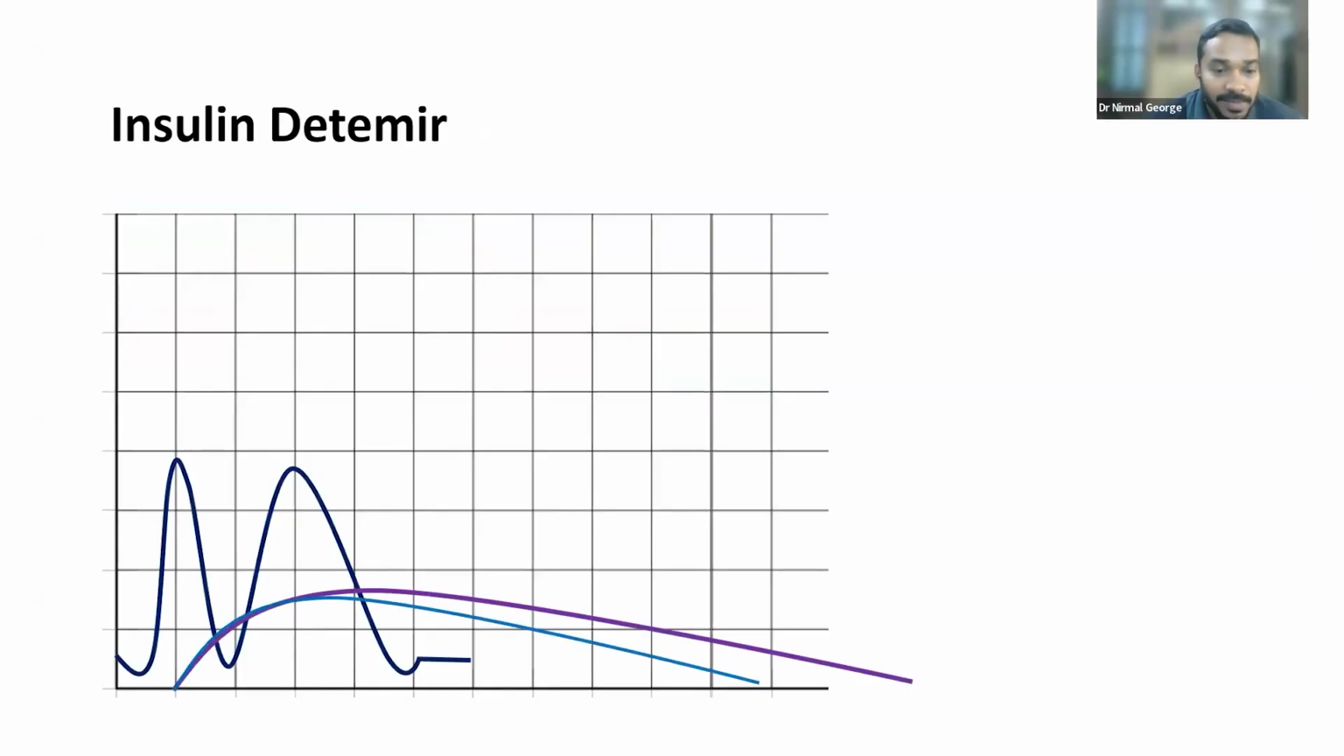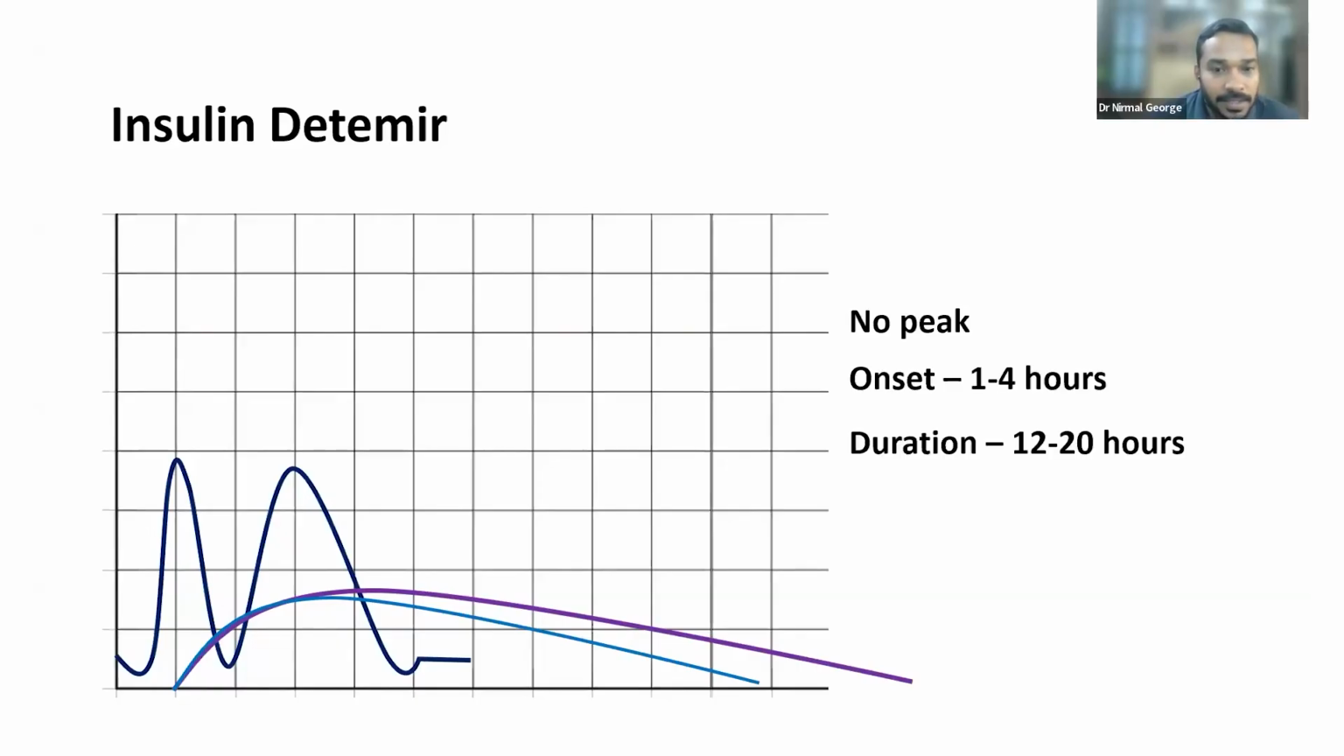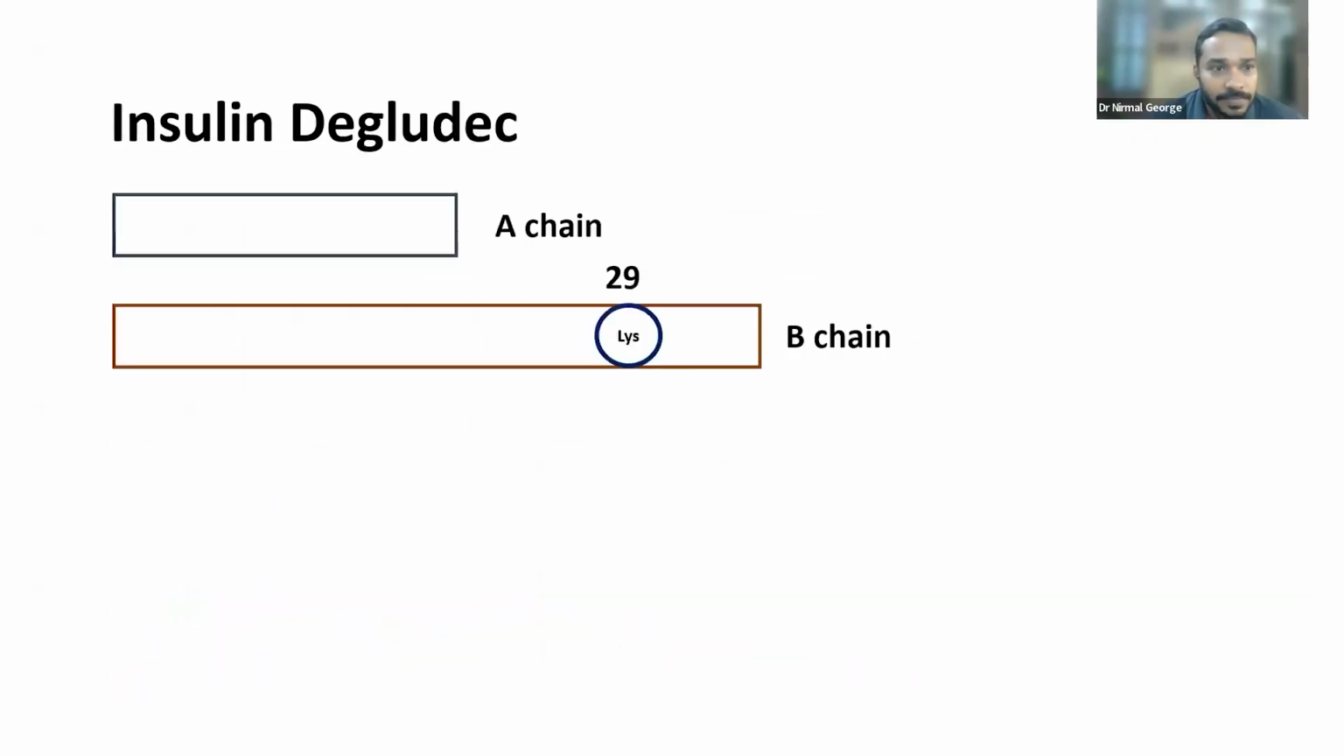So this is physiologic insulin secretion, and this is the plasma concentration of insulin glargine. This would be the plasma concentration of detemir. You can see that this detemir has got lower duration of action compared to that of insulin glargine. Also it has got no peak, similar to that of insulin glargine. Because of that, it is given twice daily. And it acts slowly, similar to that of insulin glargine. It has got an onset within 1 to 4 hours, and it acts for around 12 to 20 hours.